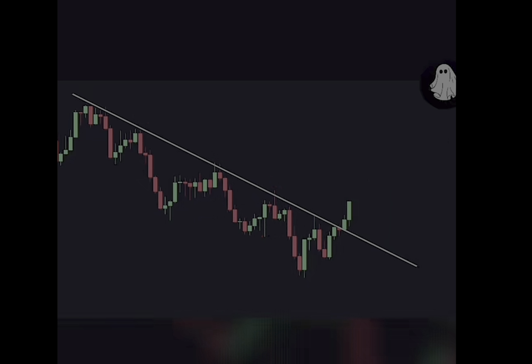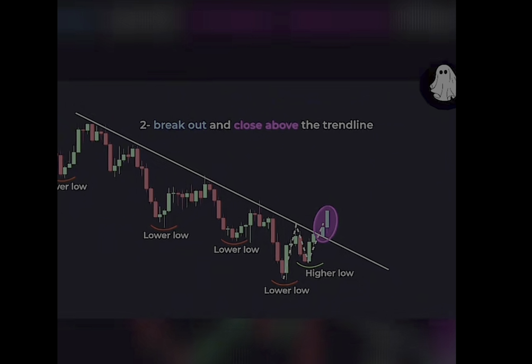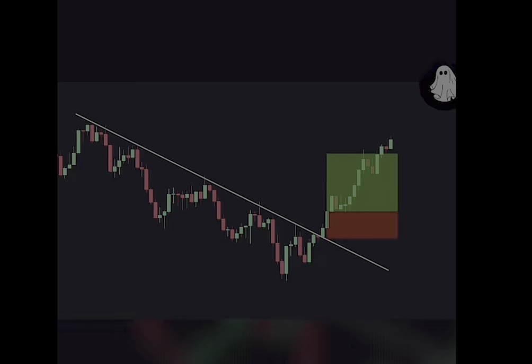So to recap, first, we want to see the existing trend getting weaker. In this case, price shifts from a lower low structure to a higher low structure, followed by price breaking out and closing well above the trend line. Once these signals are confirmed, we take a buy position. For the stop loss, place it below the trend line break, and set a take profit at 2 times the stop loss size. And as you can see, price went up and hits our take profit target.